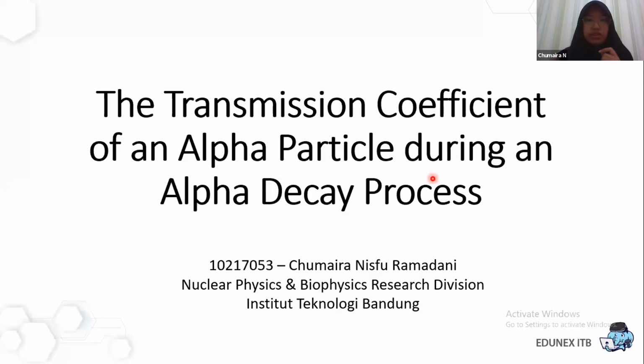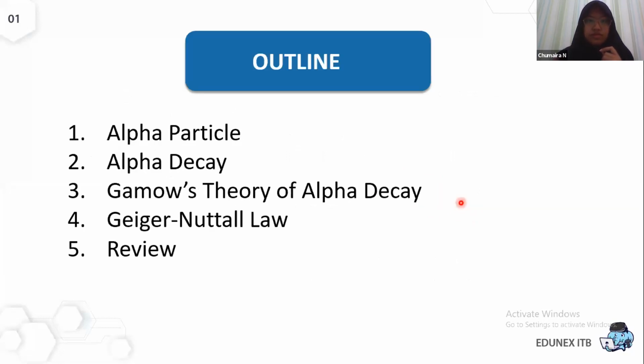of an alpha particle during an alpha decay process. First of all, I would like to show you the outline of my presentation. First, I will be talking about the alpha particle. Next will be about the alpha decay. After that, about Gamow's theory of alpha decay. Next will be the Geiger-Nuttall law. And finally, review.